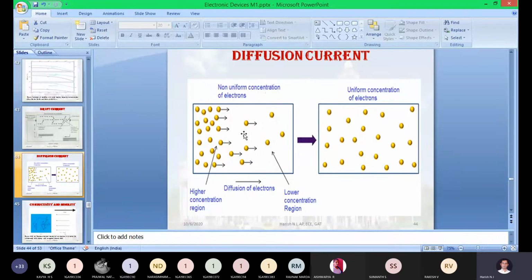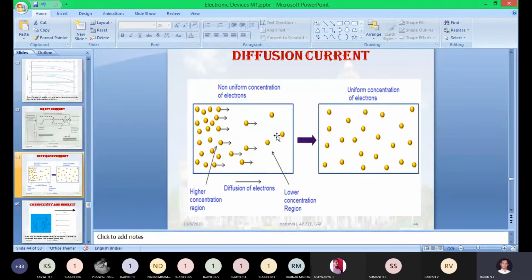So what is the tendency of an electron? When the density of electrons is more, obviously the left side piece of semiconducting material consists of more electrons, so the electron density is more. Due to the higher electron density, all the electrons experience a force of repulsion. When the electrons repel each other, they start moving from the higher concentration region to the lower concentration region.